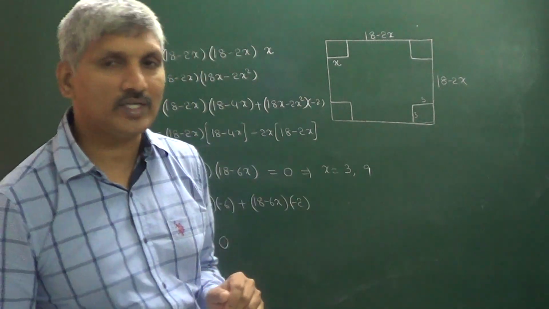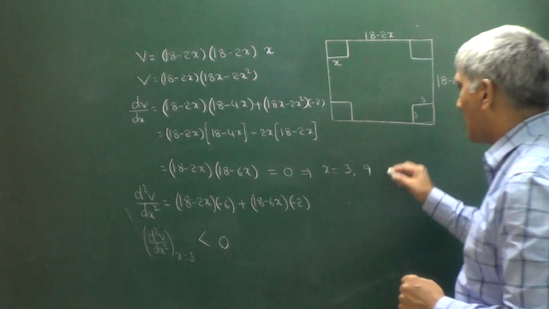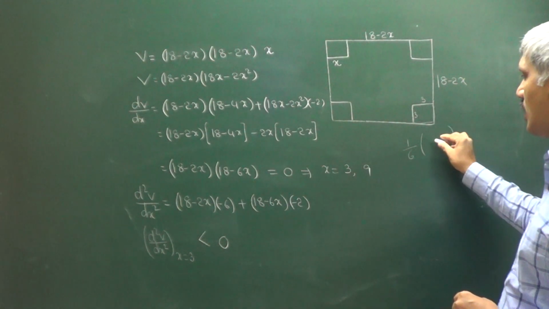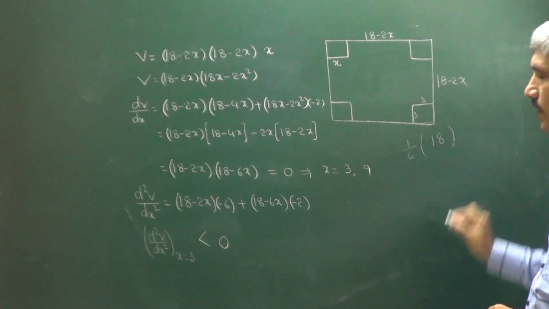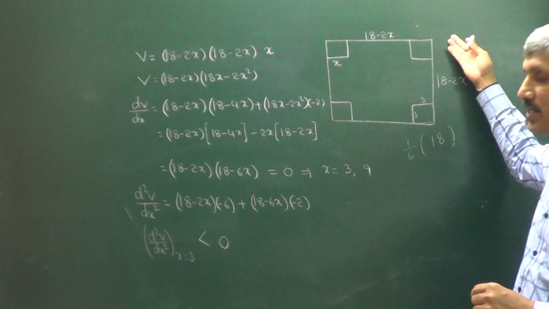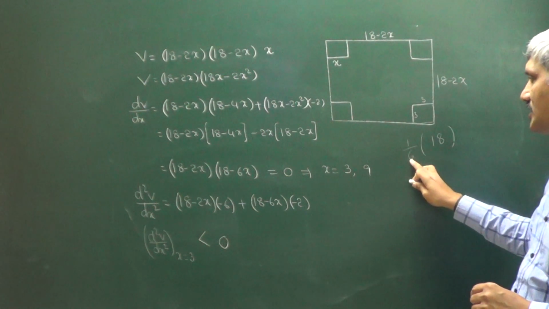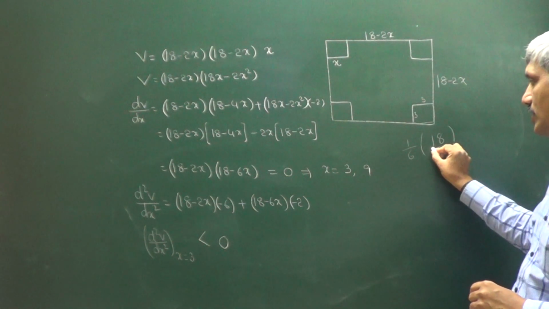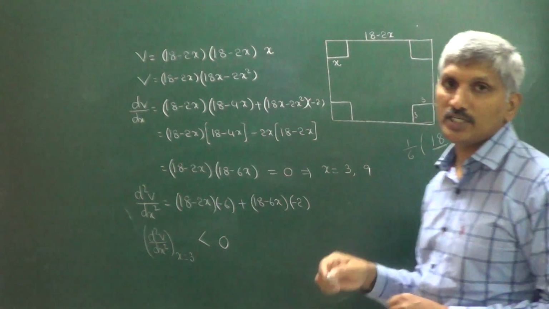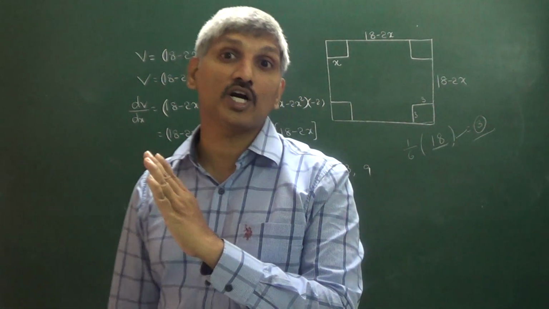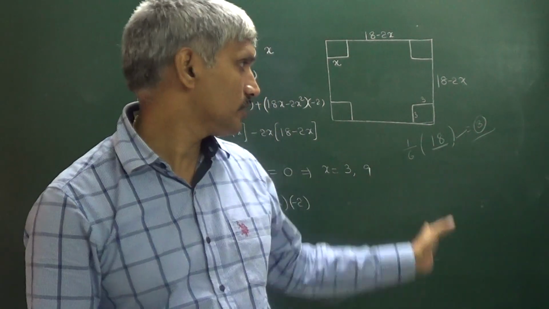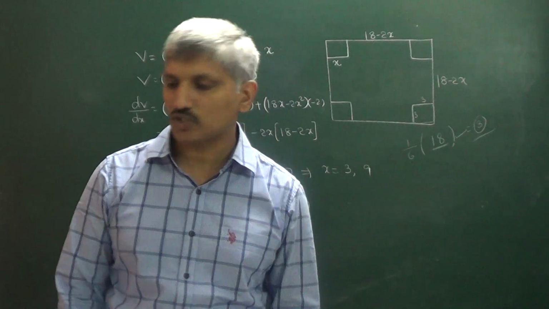Whereas for objective exams, directly we can write the answer as 1 by 6 into the size of the sheet, because in the question the size of the sheet is given as 18. So that's why 1 by 6 into the size of the square sheet is the answer. Directly you will get 3. When a 3 centimeters square piece is cut off from all the four corners, the box volume is maximum. That is the way we can do it for objective exams.